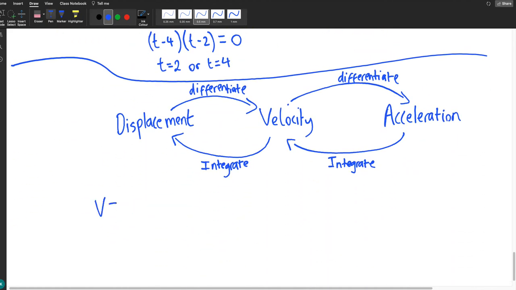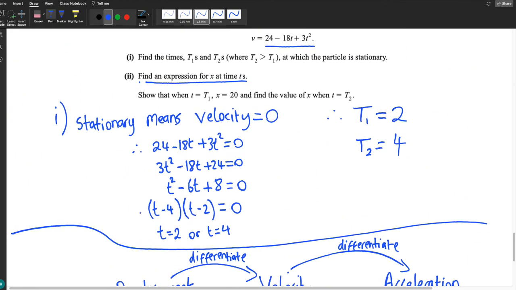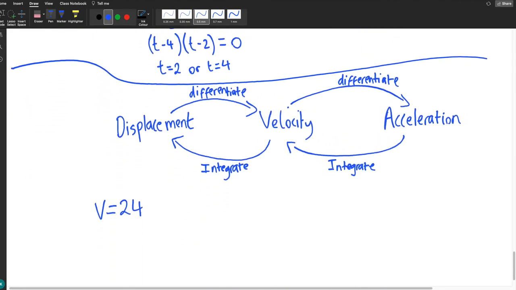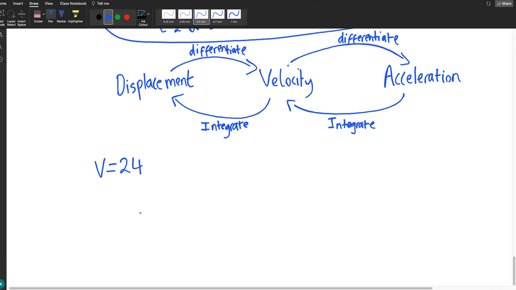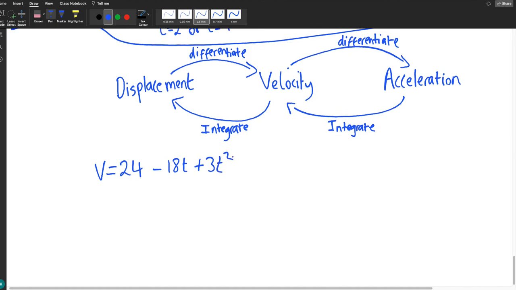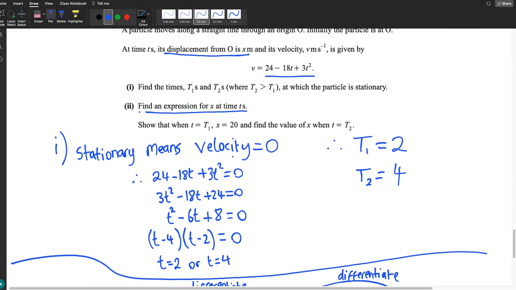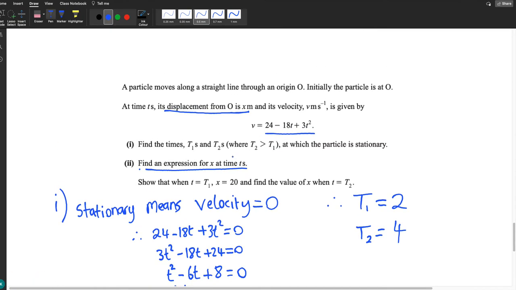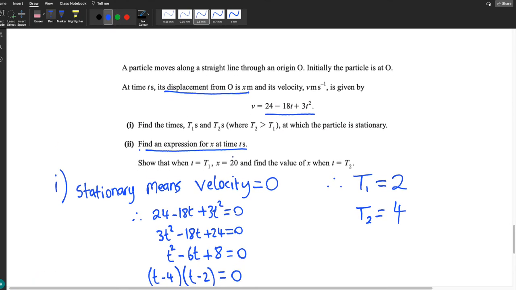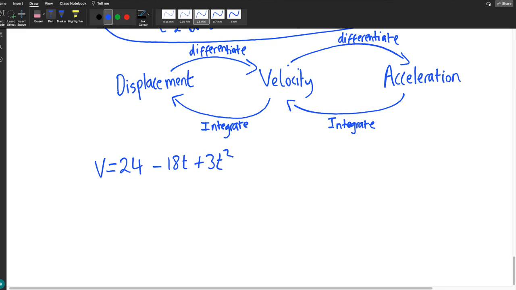So v equals 24 minus 18t plus 3t squared. Let me just check again, because I know I'm one of those people who forgets. Let me just do a sanity check, because I'm not really trying to make mistakes here. Okay, cool. All right. So then x is going to be the integral, right?